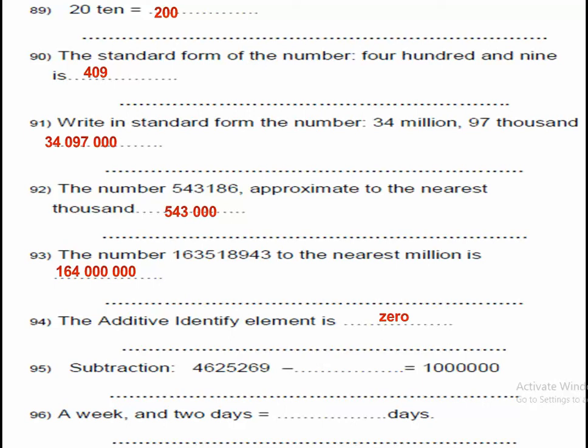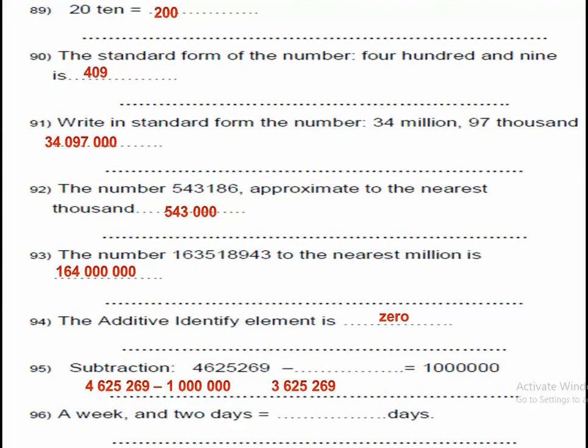Subtract this. Okay, here we have whole and part and part. To get part, subtract. It will be 4,625,269 minus 1 million. It will be 3,625,269.